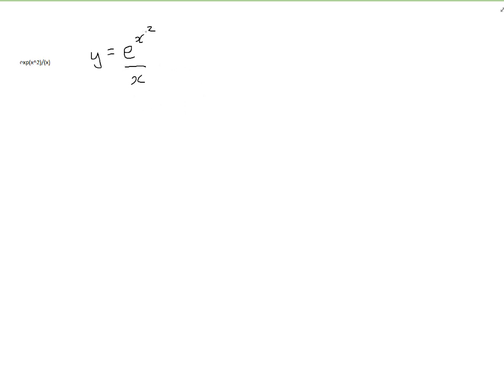So e to the x squared divided by x. We're going to use a quotient because it's this divided by something, but this thing up here we don't know how to differentiate yet. So remember to do it this time, I'm first going to look at how to differentiate this part using the chain rule.